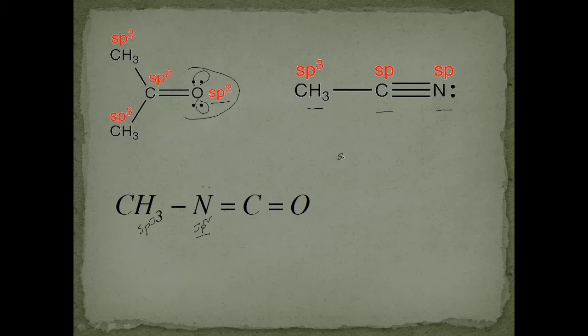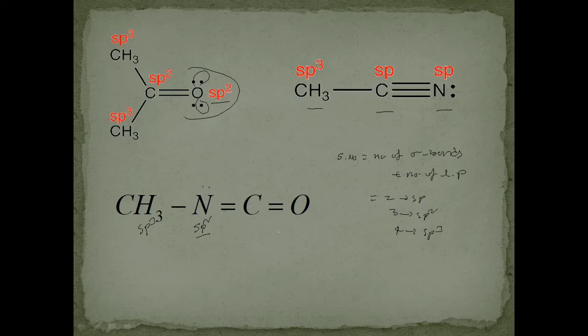Actually, here is the steric number: the number of sigma bonds plus the number of lone pairs on the central atom. If this number equals 2, that is sp hybridization. If this number equals 3, that is sp2 hybridization. If this number equals 4, that is sp3 hybridization.